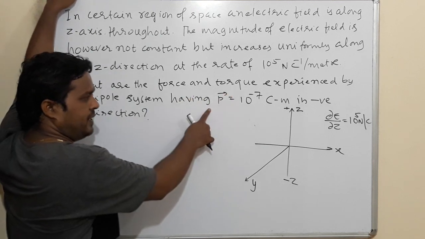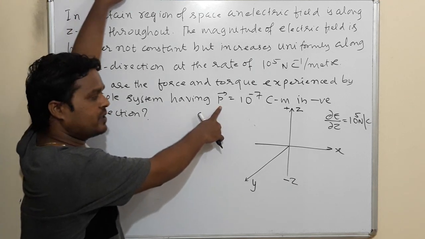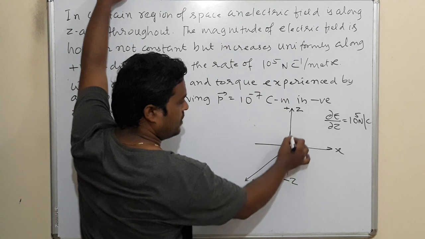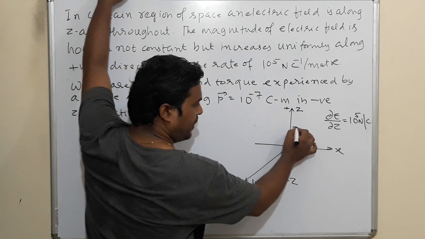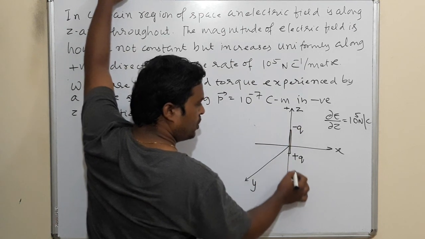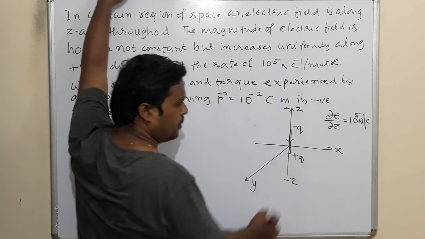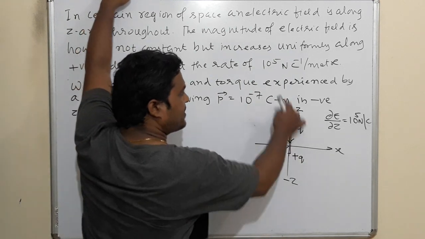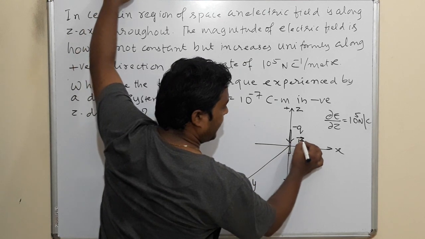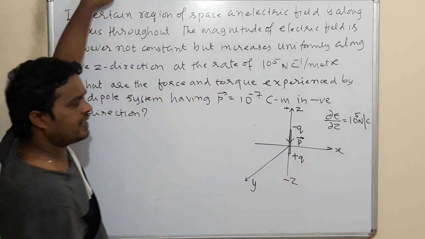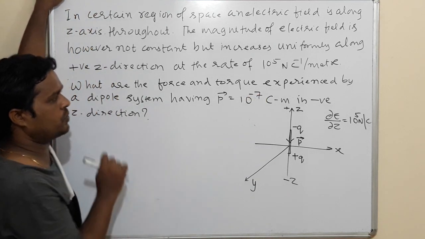Then a dipole is placed in negative z direction. It is having this much dipole moment in negative z direction. Let us suppose here I have placed the dipole. How is the dipole moment in the negative direction? That means this should be minus q, this is plus q, so that dipole moment is from minus to plus. This is the direction of dipole moment. So here it is placed along negative z direction. Dipole moment is directed towards negative z. Then what is that dipole moment? 10 raised to minus 7. They are asking you what is torque and force.